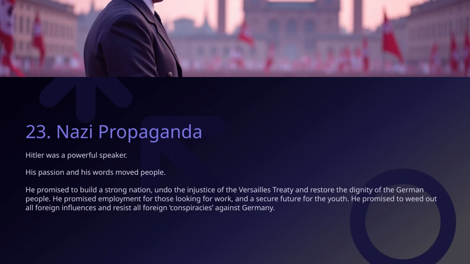He vowed to build a strong, united nation, something many Germans longed for after the chaos of World War I. He promised to undo the injustice of the Versailles Treaty, which many Germans saw as humiliating and unfair. His goal was to restore the dignity of the German people, making them proud again.